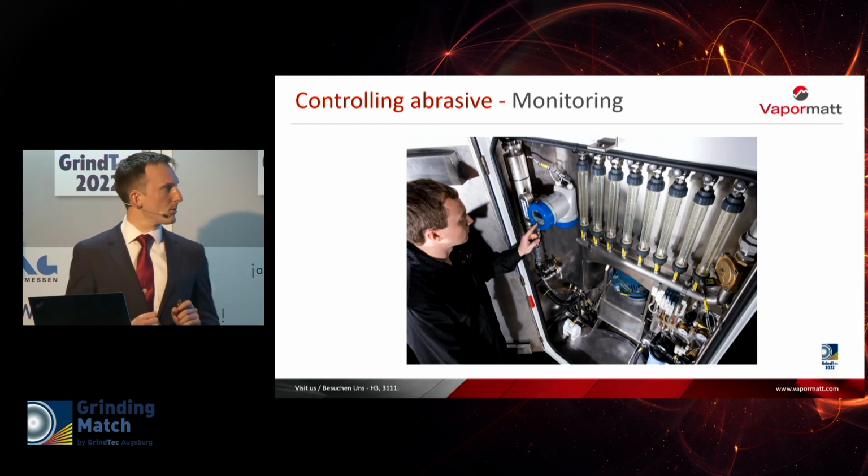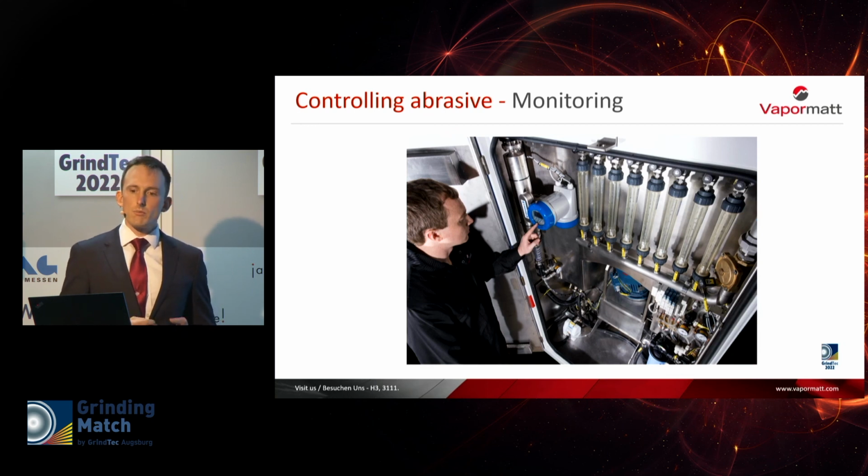If we have too little abrasive, the process becomes very slow and ineffective. But if we have too much abrasive, you risk blockages in the system, which create maintenance problems and inconsistency of processing.